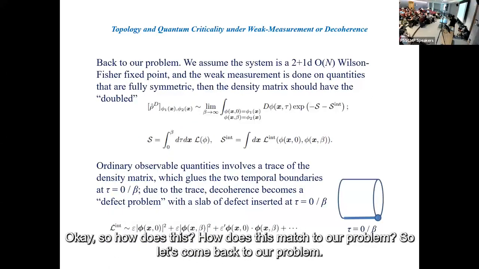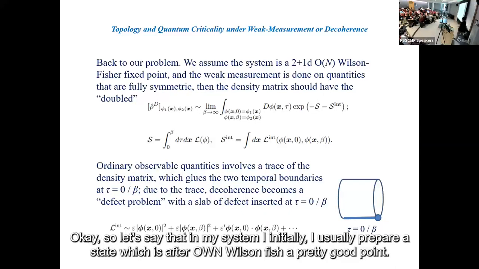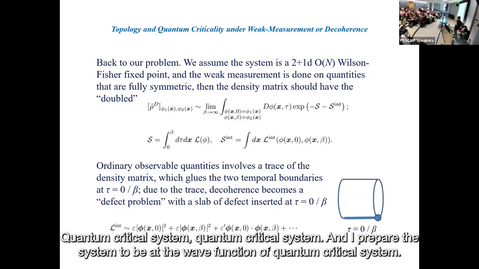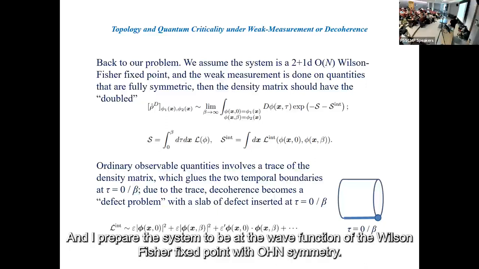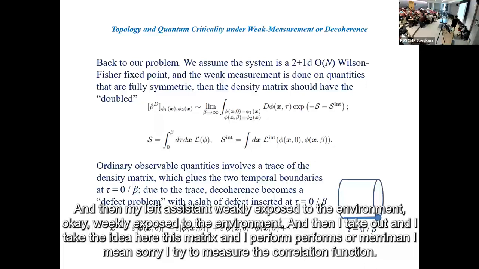So how does this map to our problem? Let's come back to our problem. Let's say that I initially prepare a state at the O(n) Wilson Fisher critical point. Now I'm talking about a two spatial dimension quantum critical system. I prepare the system to be in the wave function of the Wilson Fisher fixed point with O(n) symmetry. And then I let the system be weakly exposed to the environment.